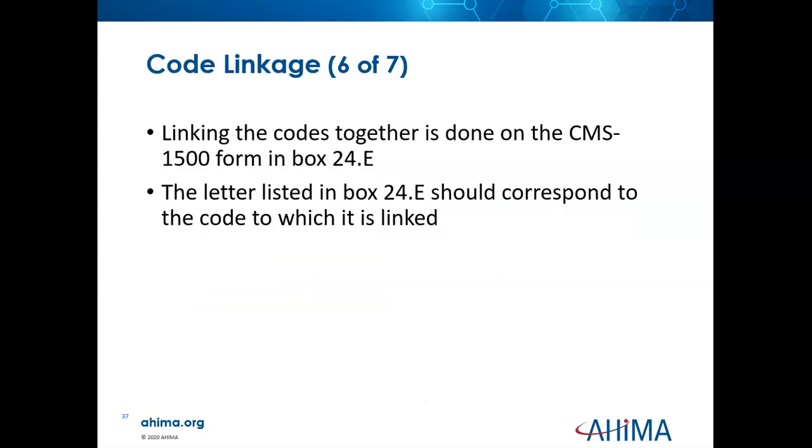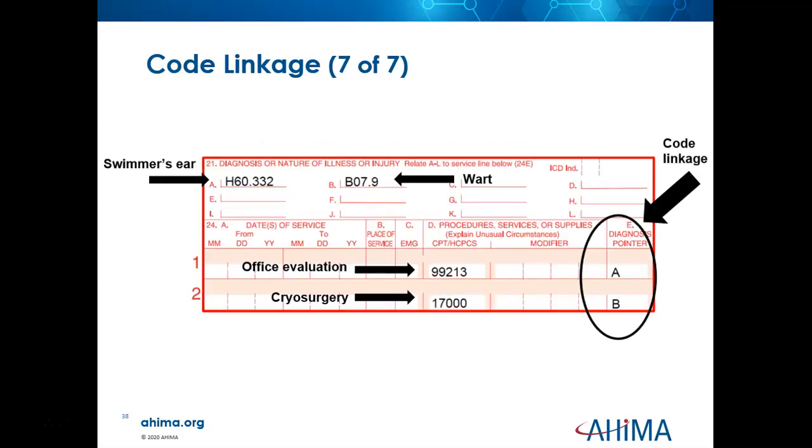Okay, so those codes get linked together on that CMS 1500 form in box 24E. The letter listed in that box should correspond to the code which is linked. So here's an example of that. Office evaluation 99213, they were there to have that swimmer's ear looked at. So you can see here on the slide the diagnosis pointers. Here's your procedure code. The diagnosis pointer here is identifying the H60.332.